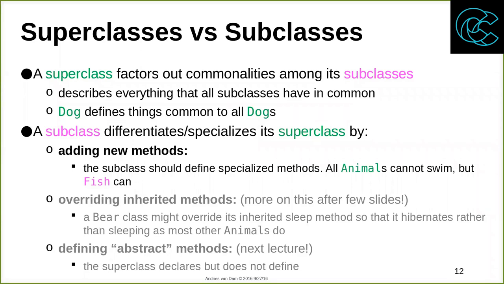The subclass can also add new methods apart from the ones it has inherited from the superclass. It can also override these inherited methods. We'll look at this after a few slides. And it can also define what are called abstract methods. If you use this feature, it's pretty similar to the interface. You can declare the method, but you don't need to define it. We'll look at this again in the next lecture.